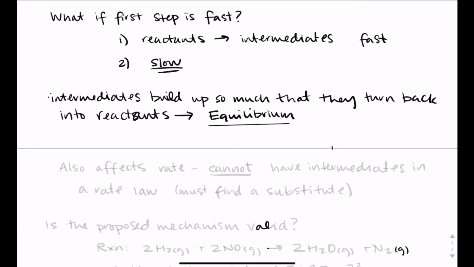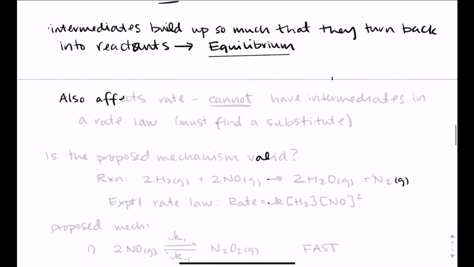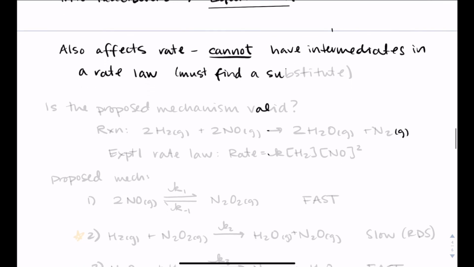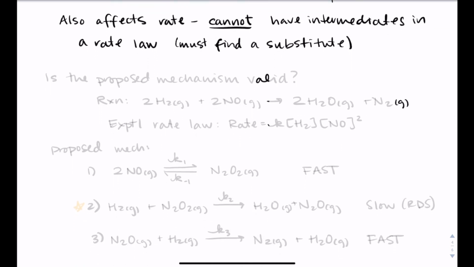So this also affects the rate and the rate law. You cannot have intermediates in a rate law. And when the slow step is later, every time we write a rate law, we are very likely to have intermediates that show up from the elementary step, and we'll need to find a substitute for them. But the equilibrium makes it possible to find a substitute. So this is great. So is the proposed mechanism valid?